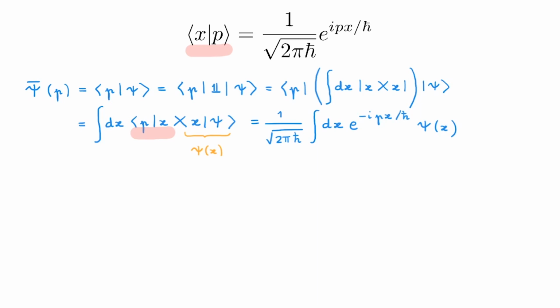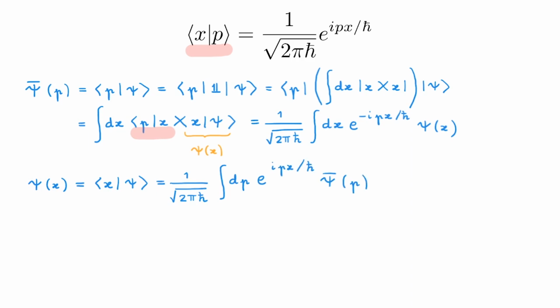You should repeat the same exercise for the converse transformation, but I'm just going to write down the result, which is that the wave function ψ(x), which is equal to the bracket between x and ψ, is equal to 1 over the square root of 2π ħ times the integral over dp of e^(ipx/ħ) ψ̄(p).